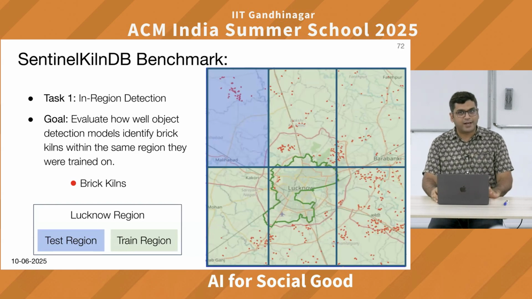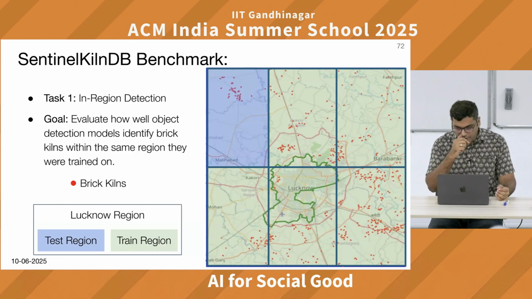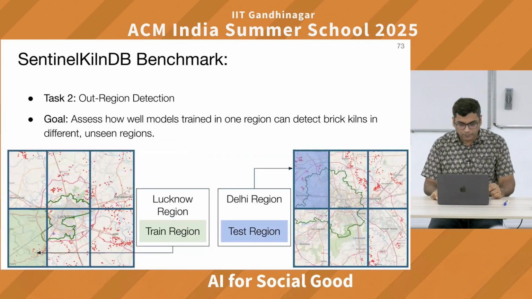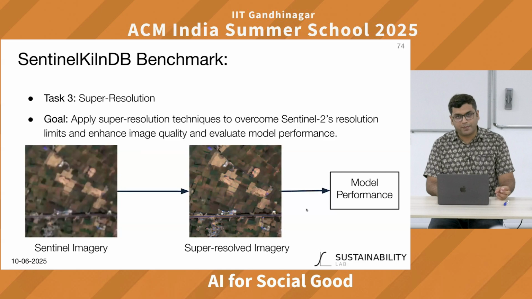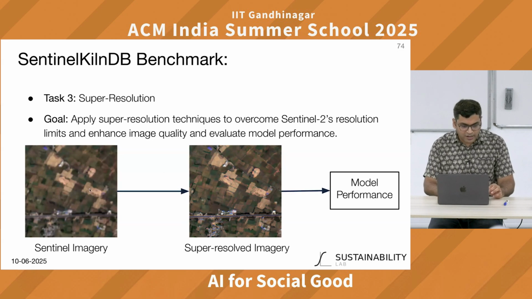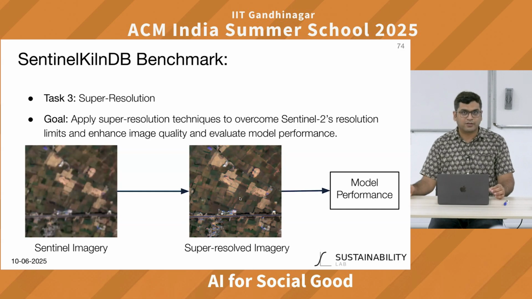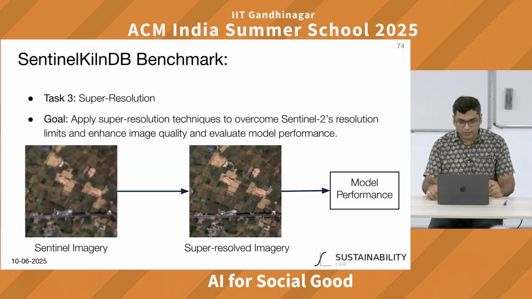We look at a few benchmark tasks. The first is in-region detection. If we have models trained on the same region and we are testing on the same region, then what is the performance? The second is out of region, which is to say that if you're trained on Lucknow and you were to test on Delhi, then what is the performance? Third, super resolution. Can we enhance the quality of the image? This was also discussed yesterday to some extent in Alok's talk. You start with the low resolution imagery, you increase the resolution of the imagery and then you train the models. Does that help you or not? So we wanted to evaluate that.